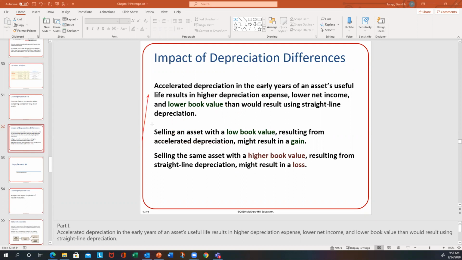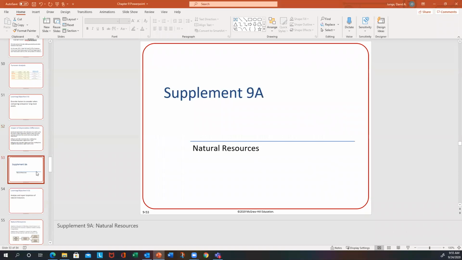So there are different impacts, like they showed you earlier, in terms of how your financial statements are affected, because the straight line method, declining balance method, and units of production all give you different yearly depreciation expense amounts. So that could have impacts on all your financial statements and, of course, your fixed asset turnover ratio.